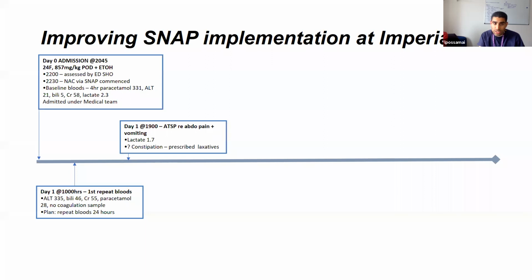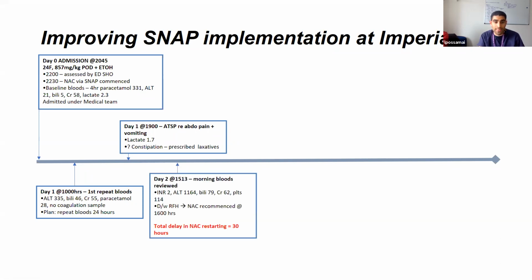Later on that evening, she was seen by the on-call team because of abdominal pain and vomiting. This was attributed to constipation. She was given some laxatives. And then the next morning, as planned, she had repeat blood tests taken. And again, these were seen only in the afternoon, by which point her liver dysfunction had become further established.